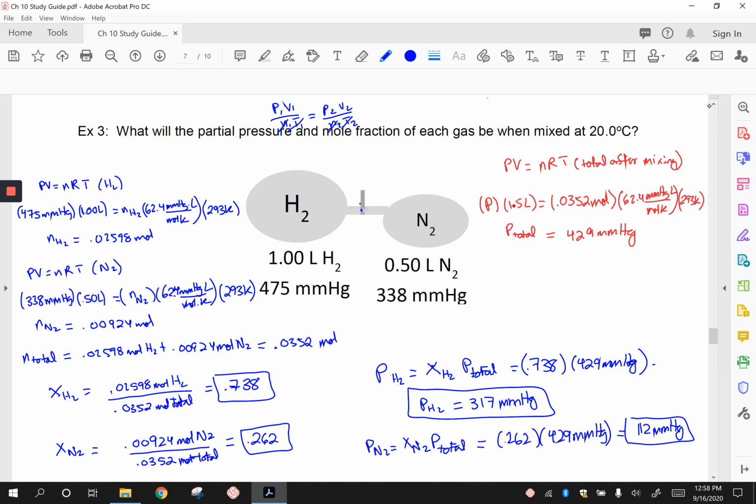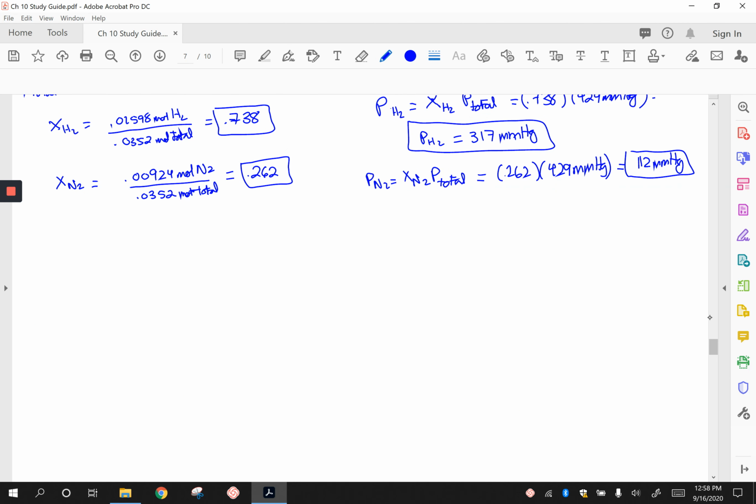So I could do that for the hydrogen to figure out what the new partial pressure is, right? Because I have the initial partial pressure, the initial volume. When I open this up, I change my volume to make it 1.5, so I can solve for what P2 is, and I can do that same thing for nitrogen. Isn't that cool? So let's do that. Let's do it the other way here.